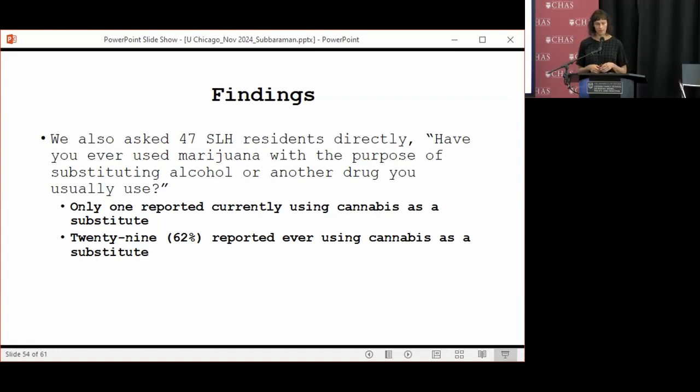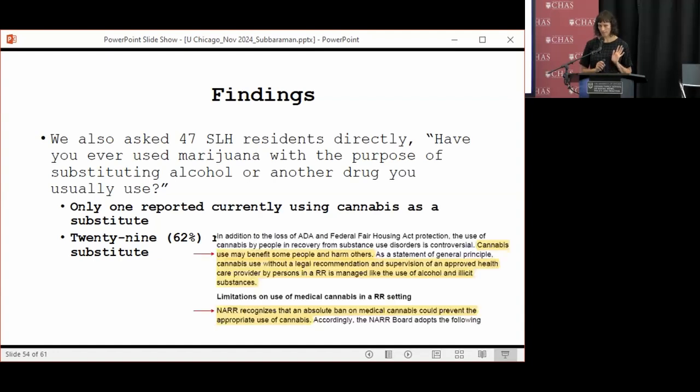In the models looking at the association between cannabis use and alcohol and other drugs, this does corroborate what we're seeing in those associations. That being said, about two-thirds of the folks that we asked reported ever using cannabis as a substitute. And anecdotally, when we've talked to house managers, it sounds like folks have tried using cannabis as a substitute and just weren't able to do it. They kept using at similar rates, similar amounts, and it didn't work as a substitute for them.